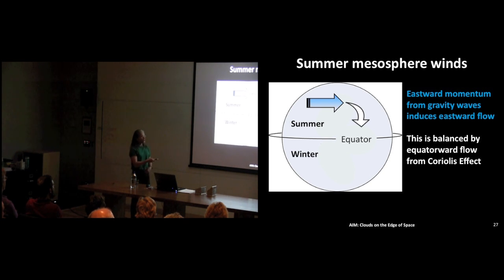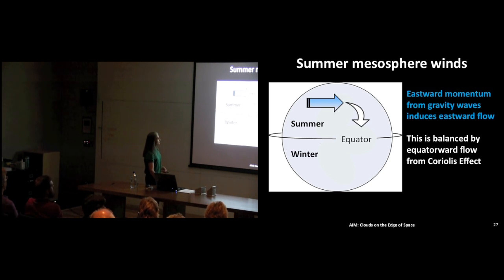But that eastward flow is balanced by the Coriolis effect. If you remember some of your studies about weather, you might remember that the Coriolis effect acts in a direction that is perpendicular and to the right of the velocity flow in the northern hemisphere. So if you imagine that you're this arrow coming along here, this is going to the right. Okay, so you're going to have equatorward flow.